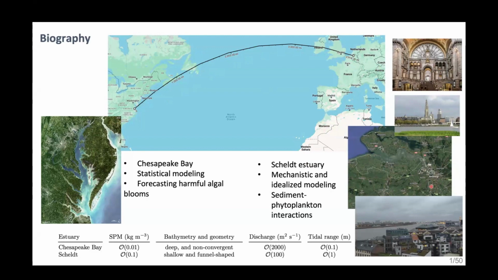So here is Antwerp, here you have the border with the Netherlands, and here is the North Sea. I'll show some pictures of what the city looks like. Here you have the cathedral in downtown Antwerp and our beautiful train station.